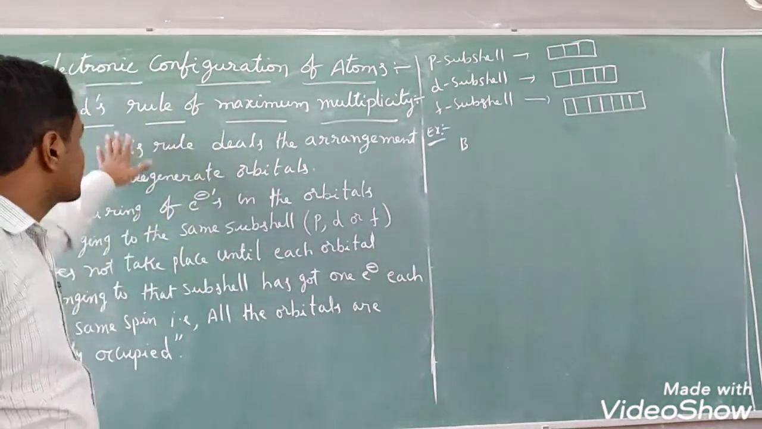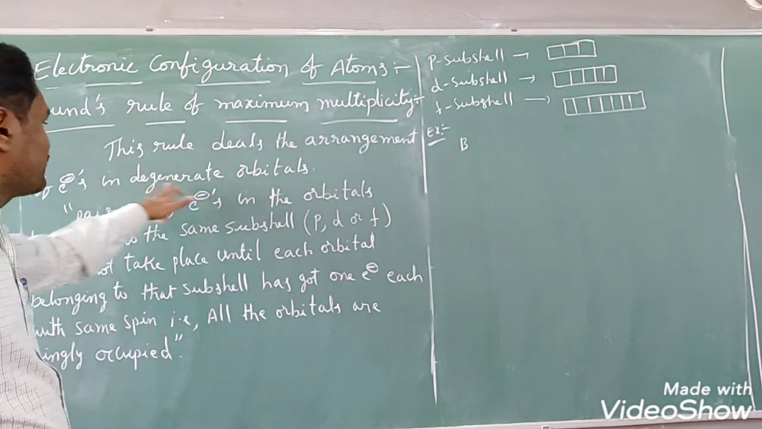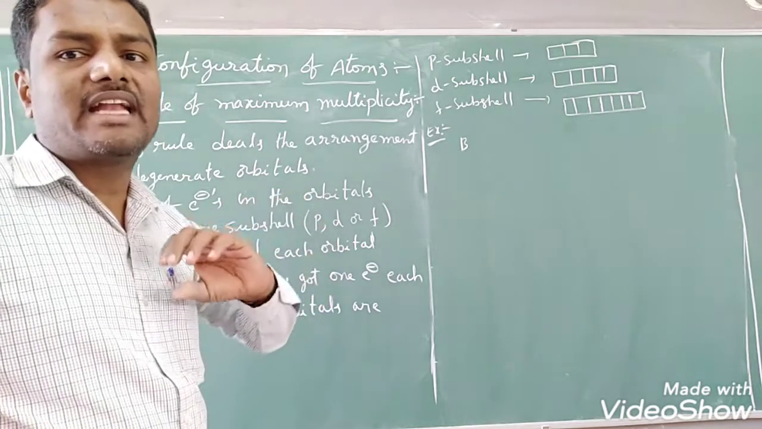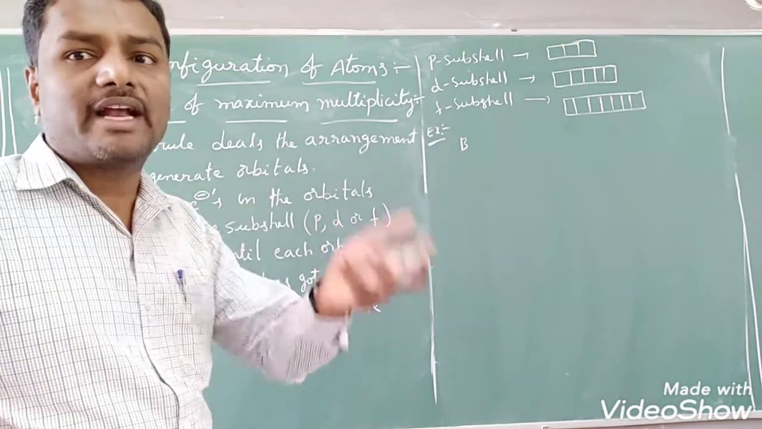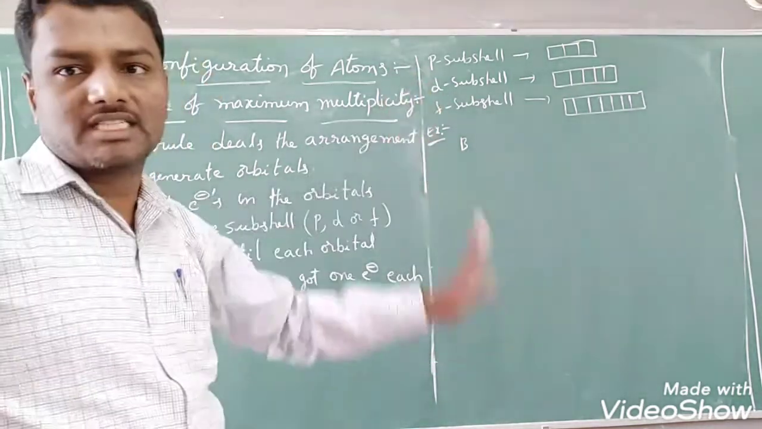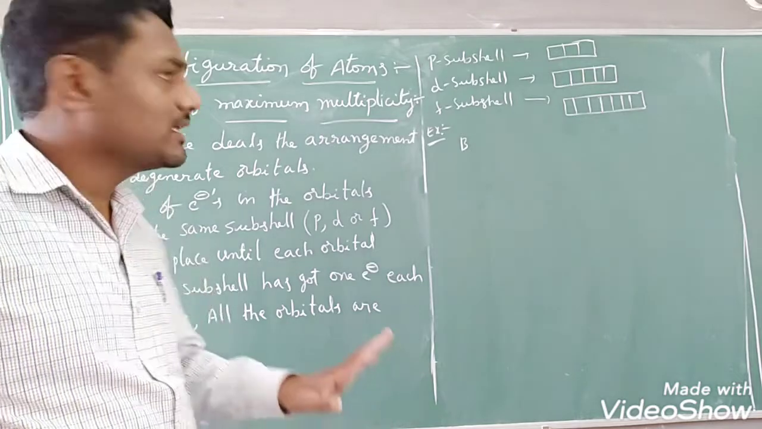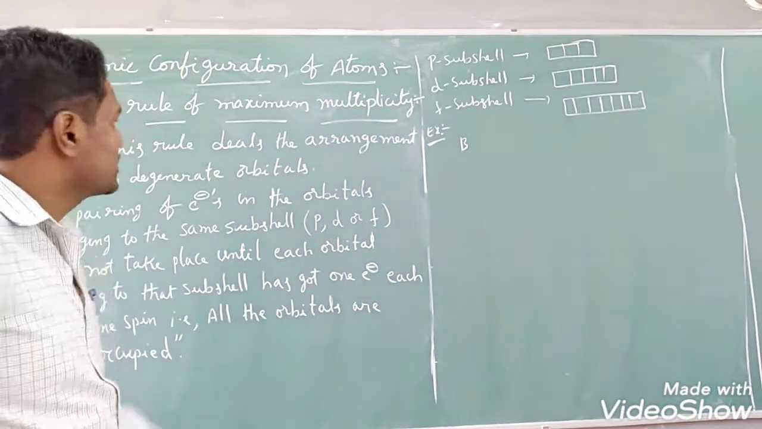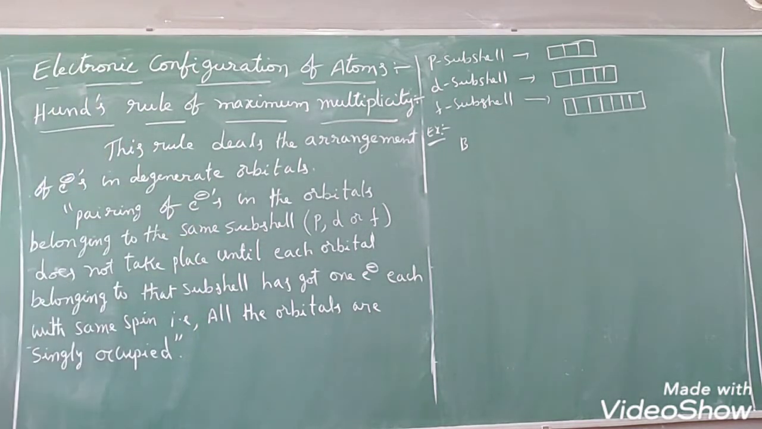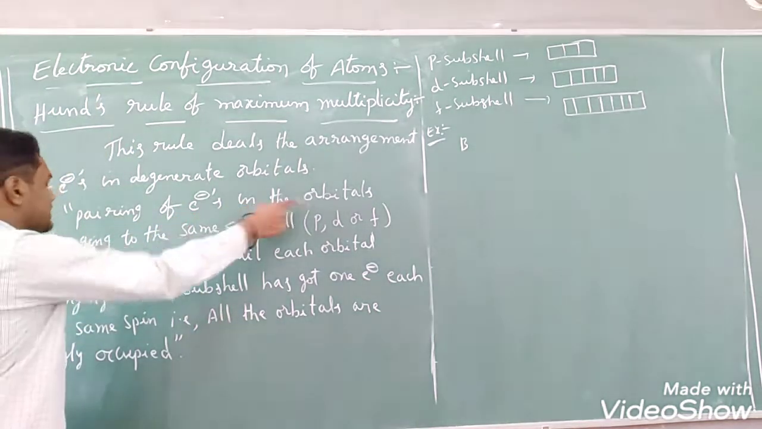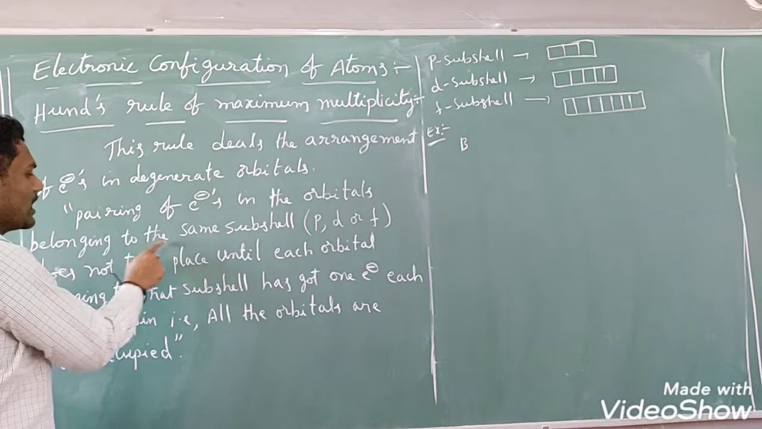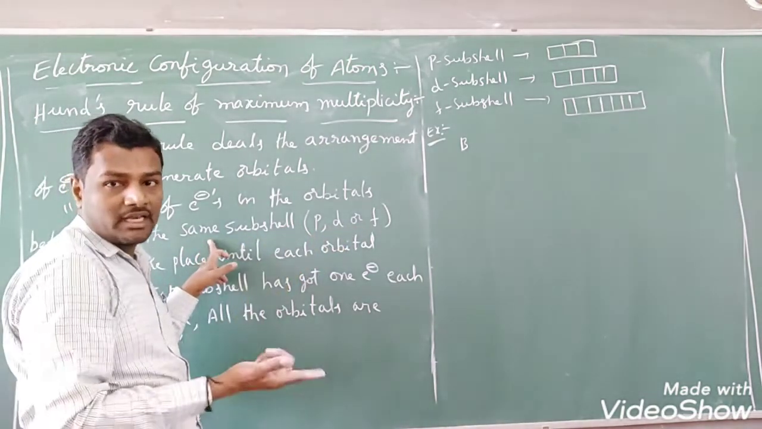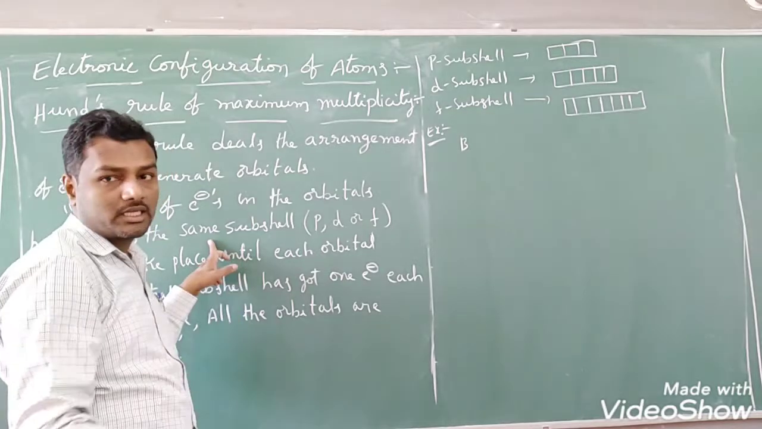So mainly this Hund's rule explains the arrangement of electrons in degenerate orbitals. It mainly explains how we accommodate the electrons in the case of degenerate orbitals. So what does this rule mean? We will see that, students. Pairing of electrons in the orbitals belonging to the same subshell. That subshell may be p, d or f, any one, or all the 3 also.